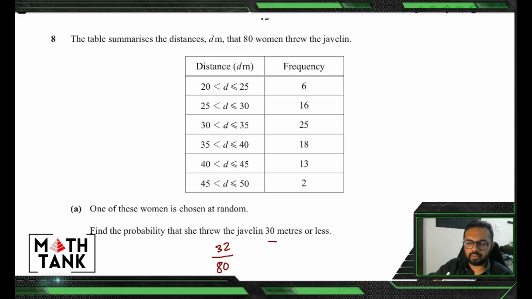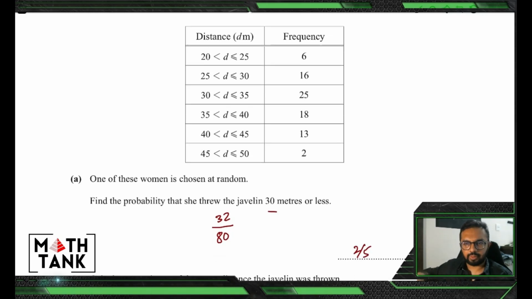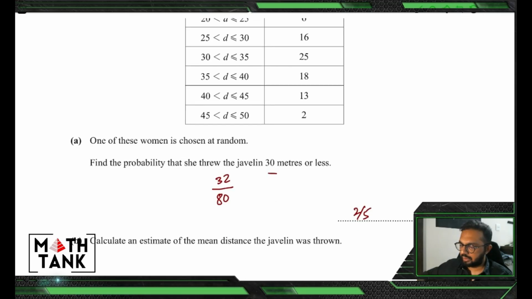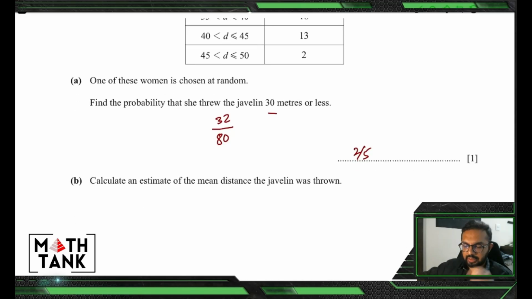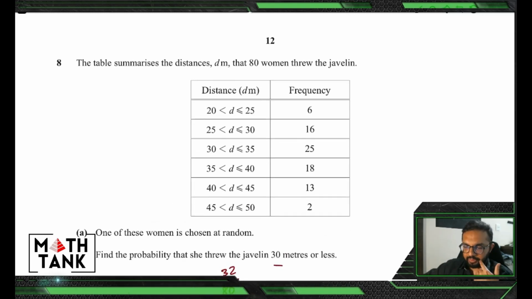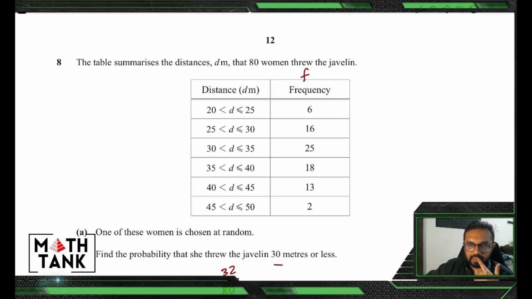Now it doesn't say to write it in the most simplified form, but I'm just going to write it in the most simplified form because it's easy with a calculator. So the answer is 2/5. Okay. Then it says calculate an estimate of the mean. Now if you remember from before, the mean is always the sum of fx over the sum of f. F is pretty simple, it's the frequency. Now x in these cases is always the midpoint of the classes that you have.